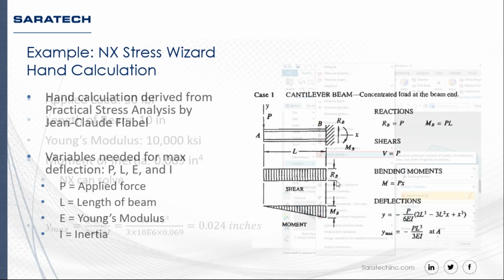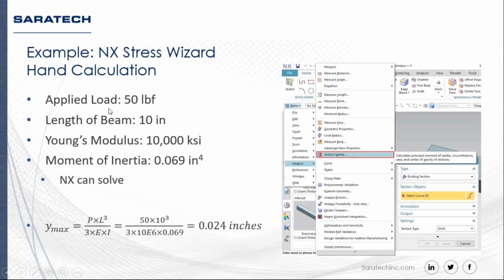So on to the next slide, we have in this equation an applied load of 50 pounds. The length of the beam I didn't show you, but was 10 inches. A Young's modulus for the aluminum 6061 of 10,000 KSI, and a moment of inertia of 0.069. This can be solved within NX as well, which is cool and easy to do because solving for inertia isn't always easy. So from this equation, we get 0.024 inches, which isn't too far off from what we saw in the wizard.